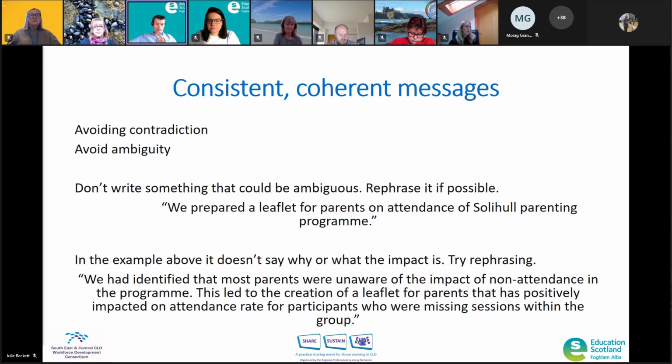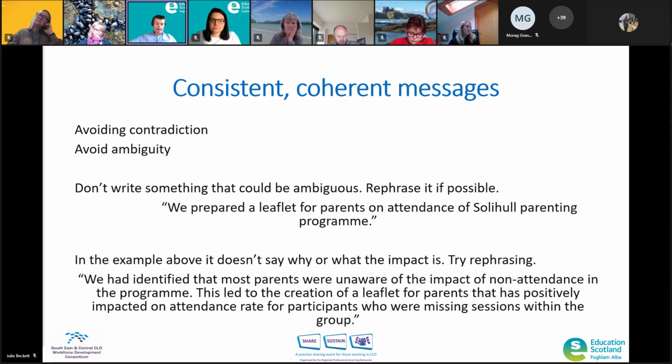So even with using those kind of words, it's important to avoid contradiction and avoid ambiguity. And to give you a little example of that, don't write something that can be ambiguous, rephrase it if possible. So if I was looking at a statement there, we prepared a leaflet for parents and attendance on the Solihull parenting programme. What does that mean? How does it really show us any impact? It's just a statement. It doesn't say what the impact does.